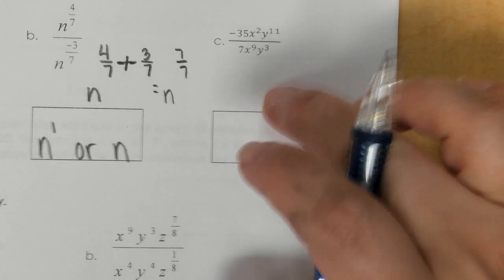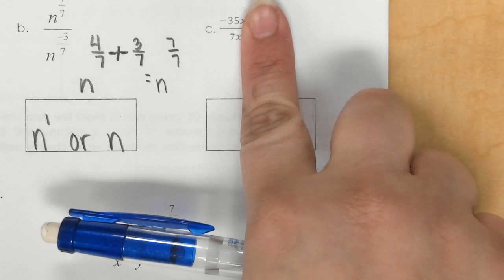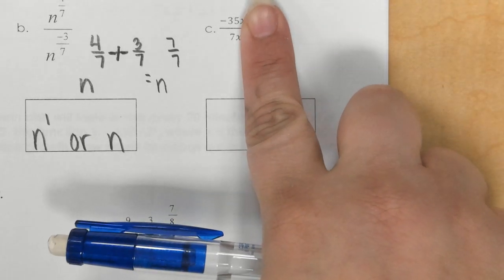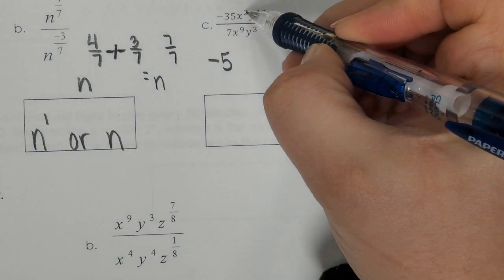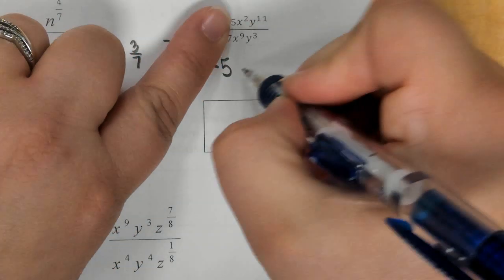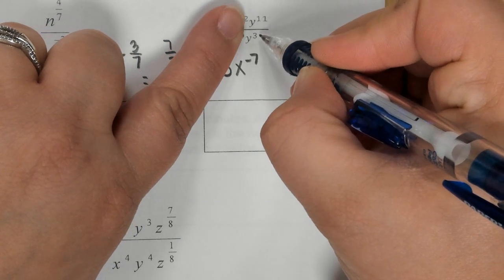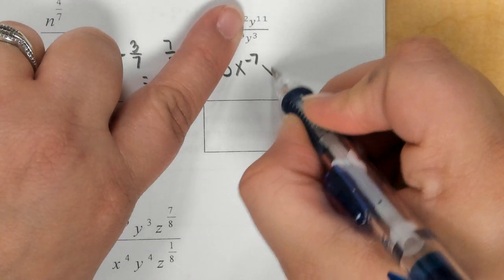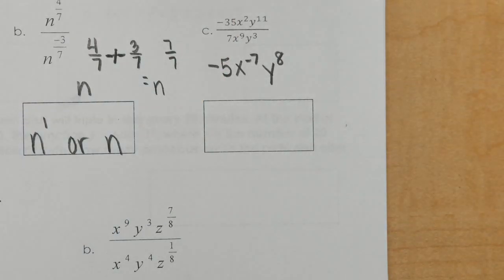And then lastly, this was like the very first question we did on the front. We have to simplify. So first, we want to divide. So if I divide that, that's a negative 5. Then for the x's, we take 2 minus 9, and that is negative 7. And then 11 minus 3 is 8. All right, so now we decide what needs to move.